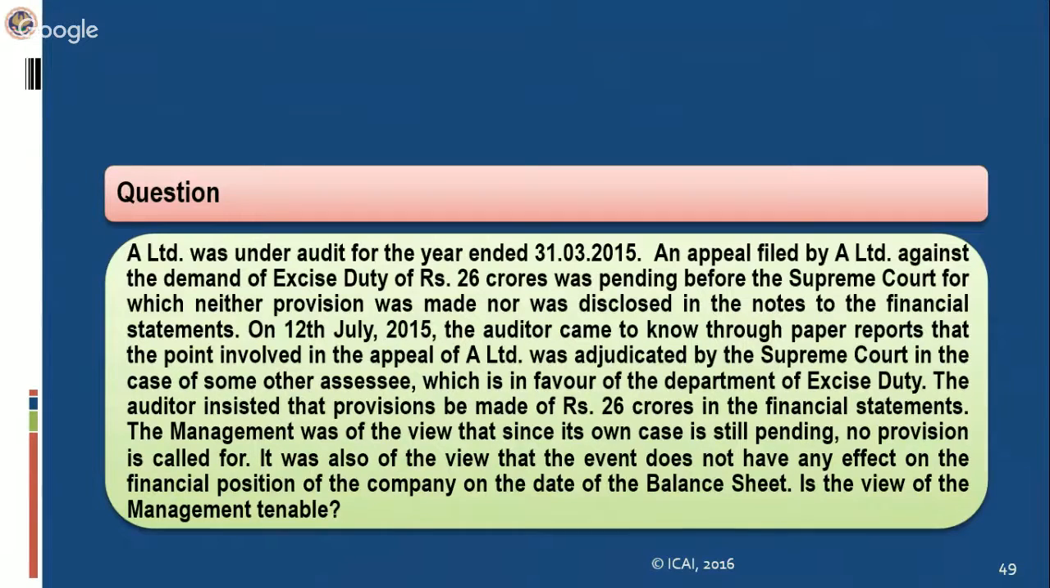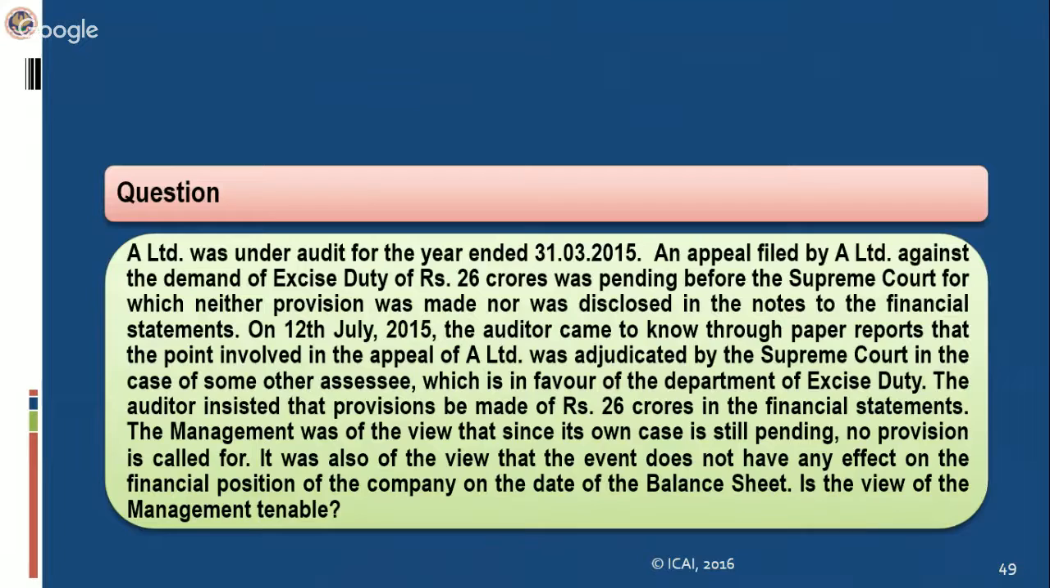A Limited was under audit for the year ended 31st of March 2015. An appeal filed by A Limited against the demand of excise duty of rupees 26 crores was pending before the Supreme Court, for which neither provision was made nor it was disclosed in the notes to accounts. On 12th of July 2015, the auditor came to know through paper records that the point involved in the appeal of A Limited was adjudicated by the Supreme Court in the case of some other assessee, which was in favor of the Department of Excise Duty.